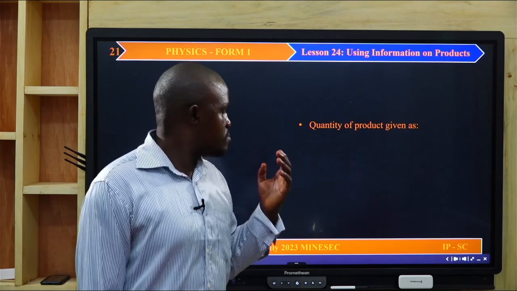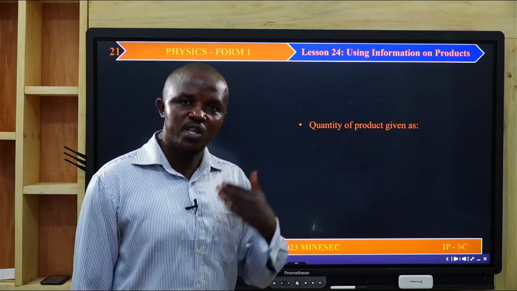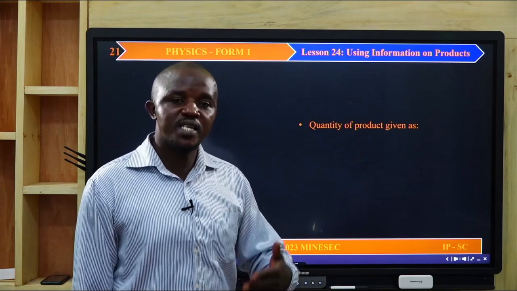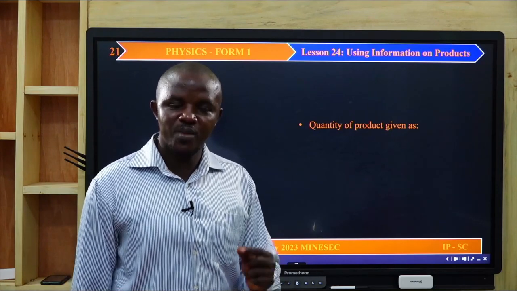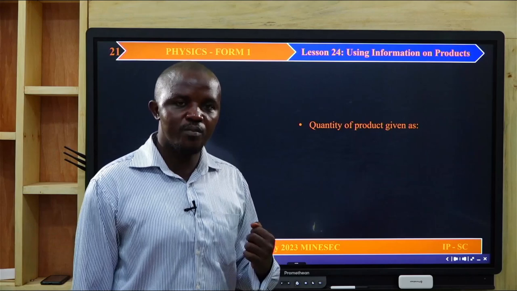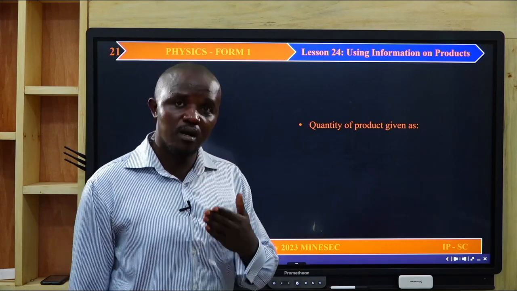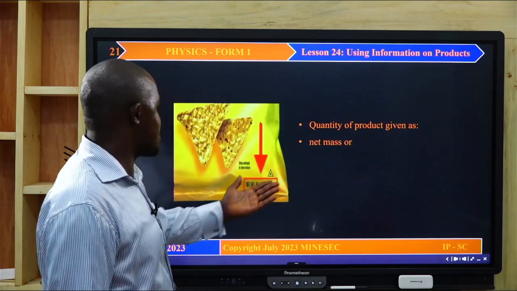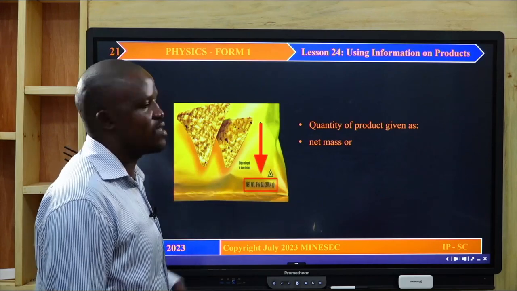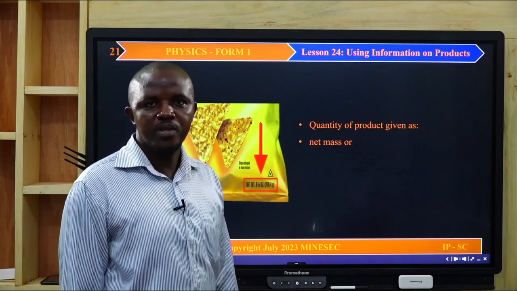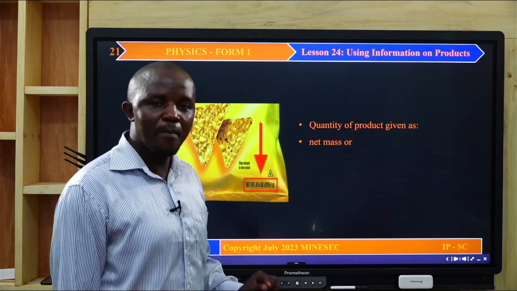So there are labels on the products that we have in our houses, the ones that we purchase, even the ones that we might meet in the absence of somebody and that we need to use. And the label provides a lot of information. We have listed a good number of them. Among the information, there's also the quantity of the product, for example, the net mass of the product. There are things here like net weight. We know that we are physicists and we're actually supposed to take note of net mass.